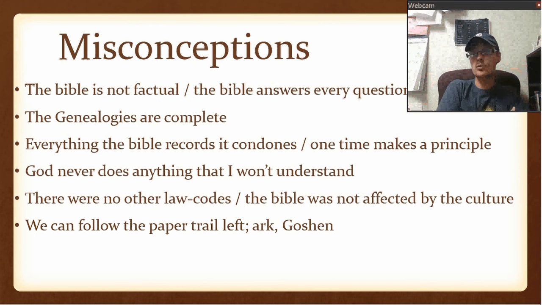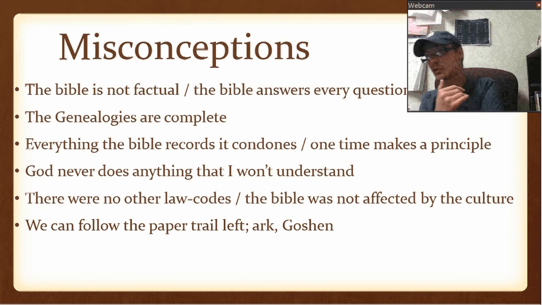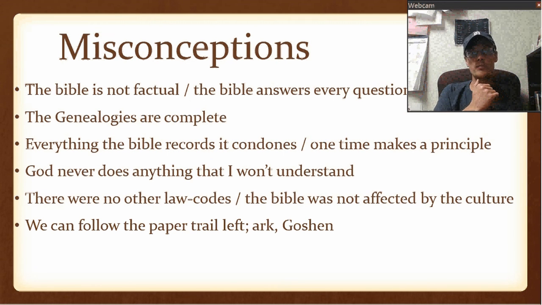Also, some people believe that we're going to be able to follow the paper trail. In other words, we'll be able to find the ark that Noah was in when the flood happened. Well, it was made out of wood, and that was a long time ago, so we probably won't ever be able to find it. Or, the Israelites lived in the land of Goshen. That means that we'll be able to find that. They possibly lived in just little huts. It's been a long time in an area that flooded frequently. We'll probably never find any trace of the Israelites being in Egypt. And that doesn't mean it didn't happen. That just means it was a really long time ago.